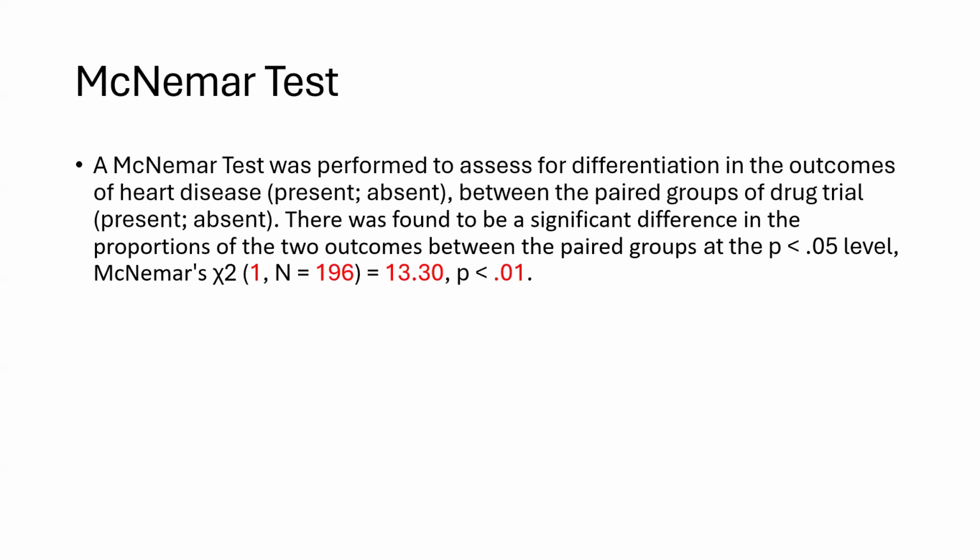A McNemar test was performed to assess for differentiation in the outcomes of heart disease, present and absent, between the paired groups of the drug trial, present and absent. There is found to be a significant difference in the proportions of the two outcomes between the paired groups at the p less than 0.05 level. McNemar's chi-square degrees of freedom is 1. N equals 196 because that was the total number of our drug trial participants. 13.30 is our McNemar chi-square value, and p is less than 0.01 because our output for our p-value was less than 0.01. So that is it for this particular lecture.